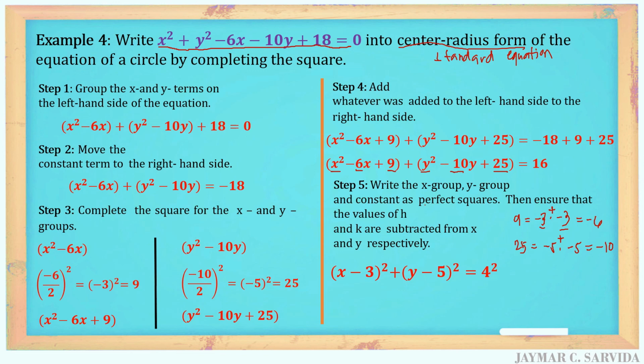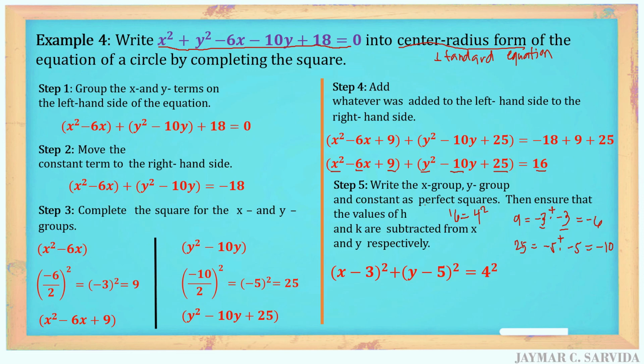Diba? So ginawa natin siyang perfect square lahat. Yung ating x group, yung y group, pati itong ating radius. So ito na ngayon ang ating center radius form or the standard equation. Quantity of x minus 3 squared plus quantity of y minus 5 squared equals 4 squared. Okay? So yung 16 natin dito class, yan ay 4 squared kapag ginawa natin perfect square.